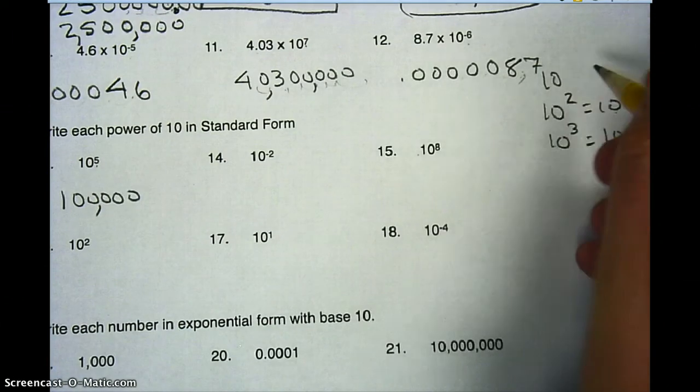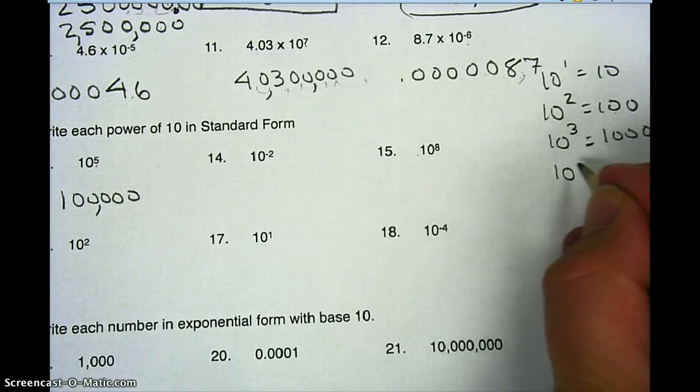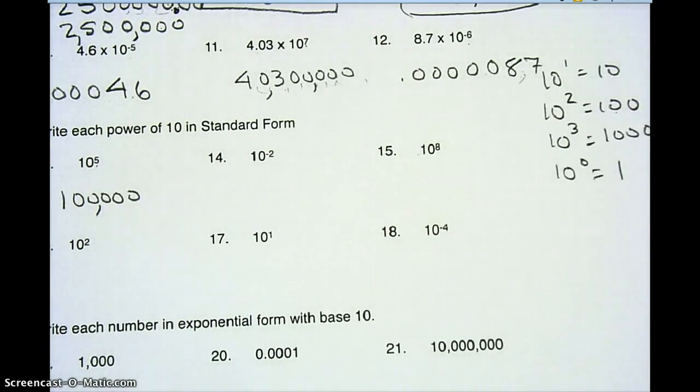If I have 10 to the 1st, I'm going to have just 10, just 1 0. If I have 10 to the 0 power, that's just going to be 1.